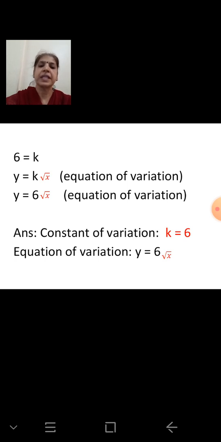So we will solve step by step, keeping in mind that the constant is k, and when we say equation, it has an equality sign with a left hand side and a right hand side. Next question.